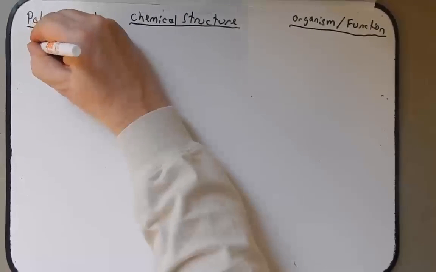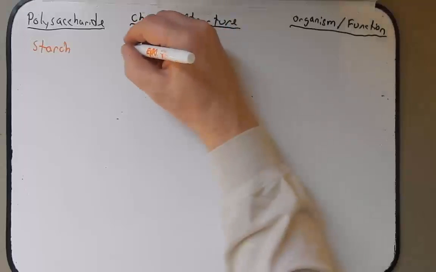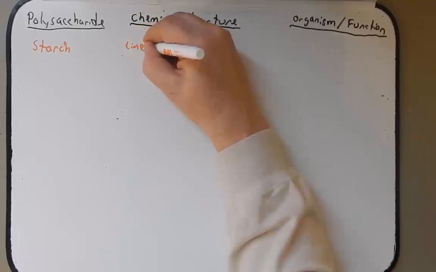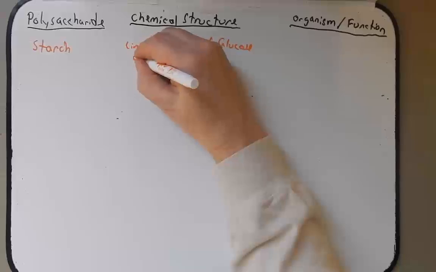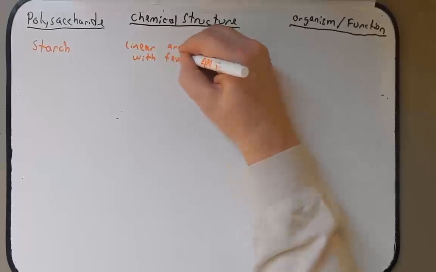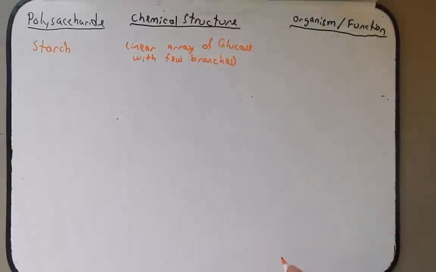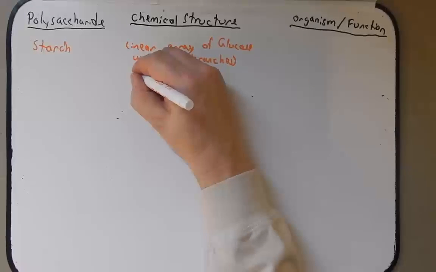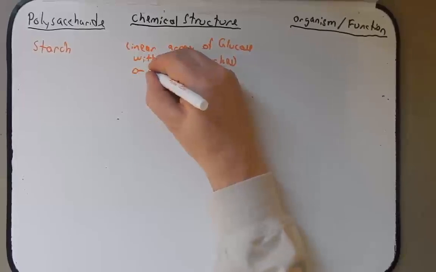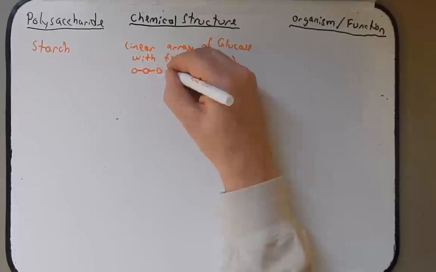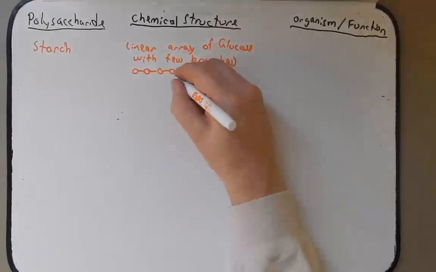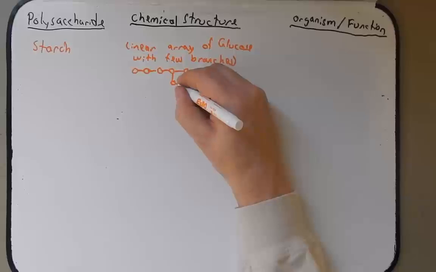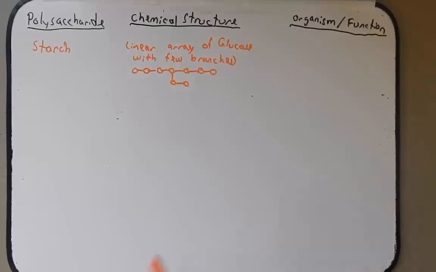Let's start with the starches. We could describe these chemically as a linear array of glucose molecules with few branches, if any. And so what I mean by that is, if this is my glucose molecules, they're going to be stretched like this and connected to each other in a fairly linear manner. Every now and then you'll see a branch coming off, something like that, but not often.